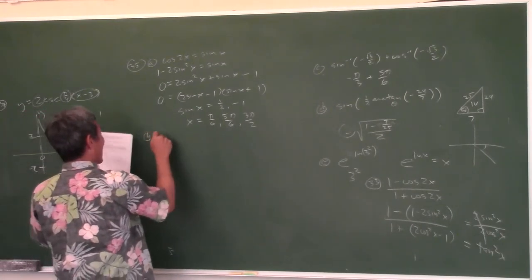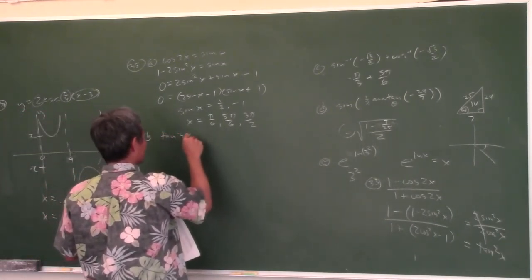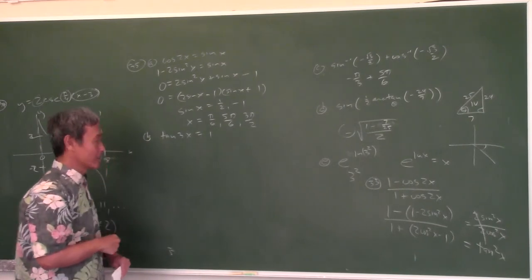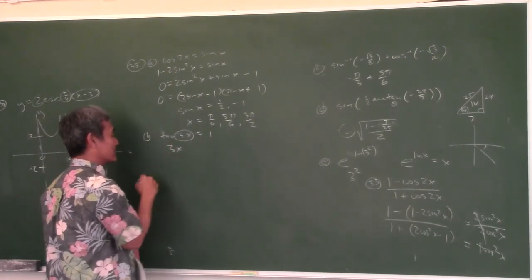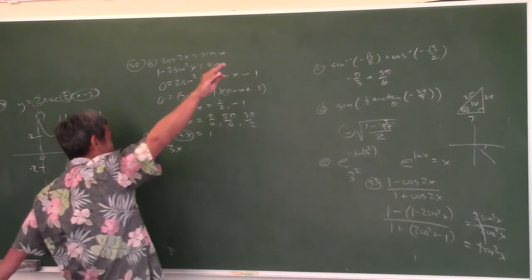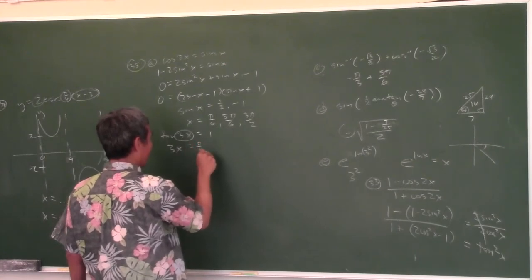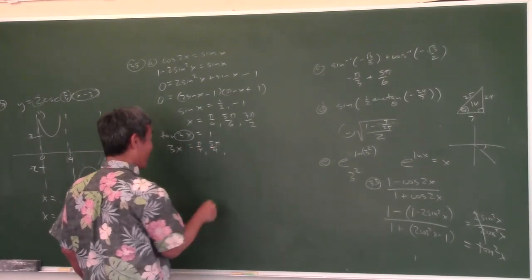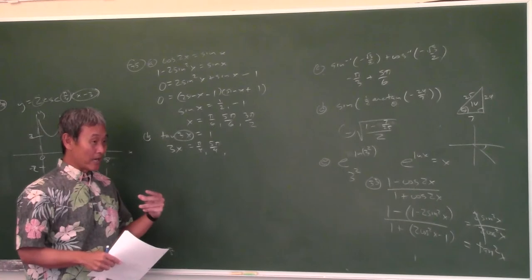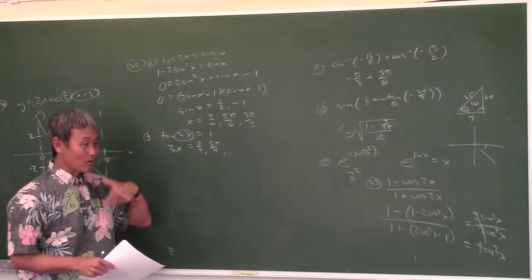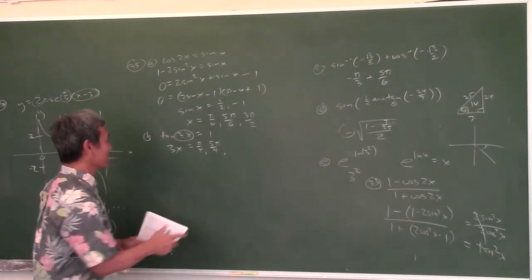B, tan 3x equals 1. Now that's a number we're supposed to know for tangent, so just think of it as tangent of what angle is 1. Boom! Pi over 4, 5 pi over 4. However, since the variable is 3x, that means we have to go 3 times around. So add 2 pi to each of those.